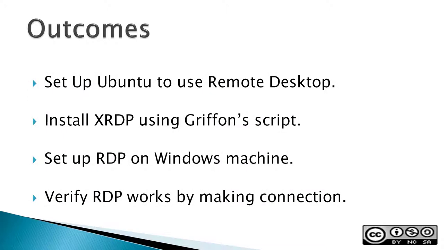The outcomes for this video are to set up Ubuntu to use remote desktop. Basically, this involves making sure that a virtual machine and a Windows machine are on the same local network. Install xRDP using Griffin's script from cnergy.be. Set up RDP on the Windows machine and verify RDP works by making a connection.